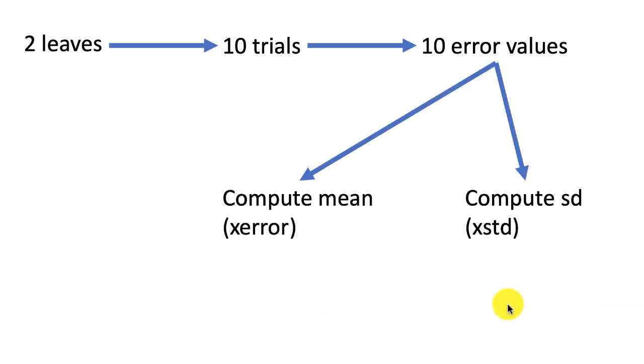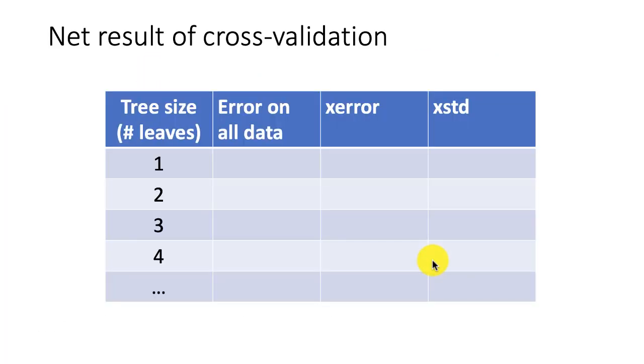Okay, so do the same thing for 2 leaves, and so on and so on. So do it for all the 10 leaves. So the net result of cross-validation yields something like this, right? Tree size 1, 2, 3, 4, 5, 6, 7, 8, 9, 10. Of course, you could have more. If your data is large, you may not have just 10 leaf nodes. You could have 20, 50 leaf nodes.